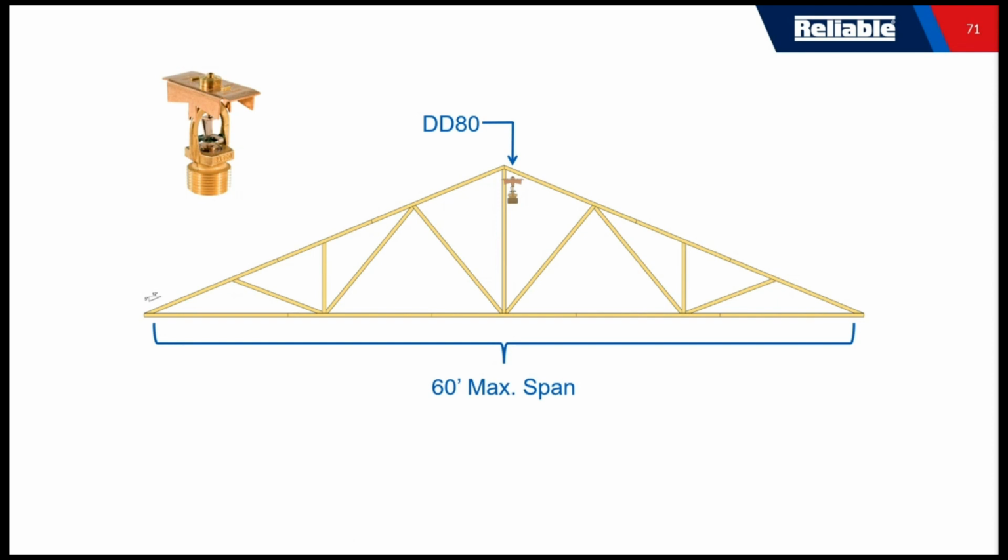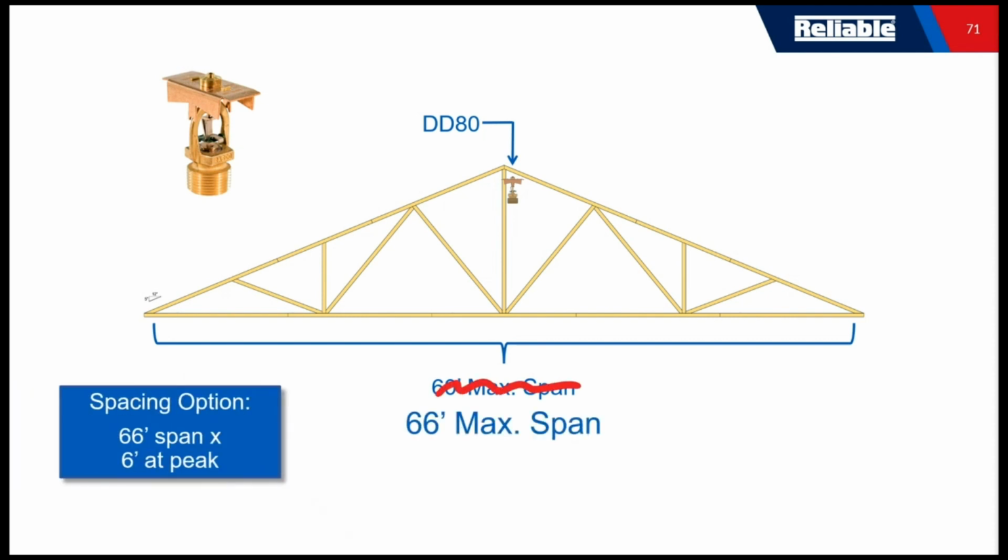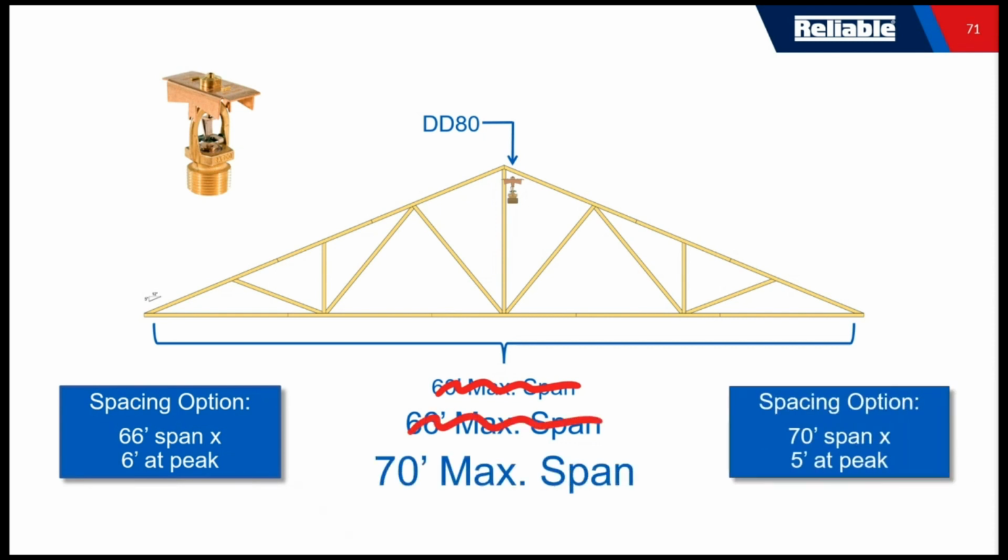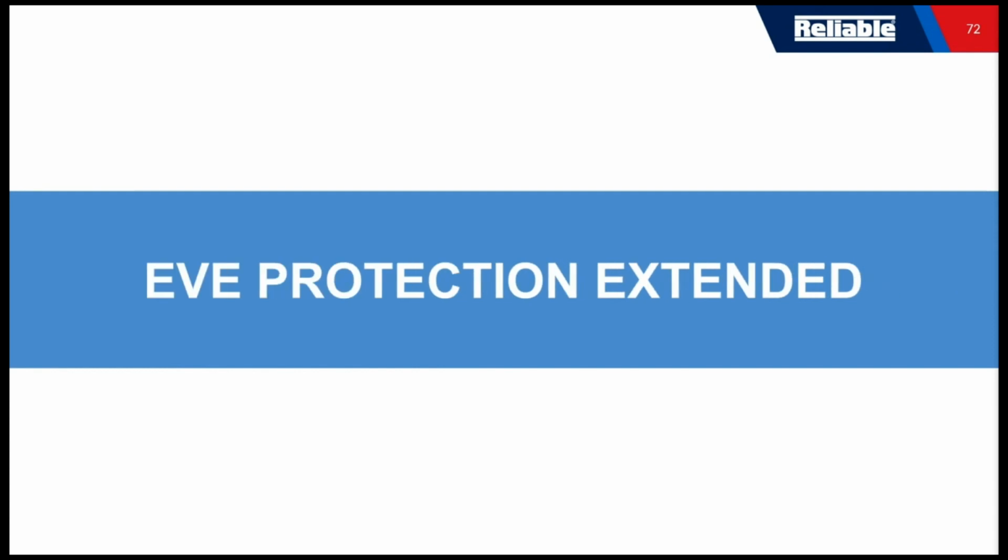We have, of course, back-to-back dual direction sprinklers that go to 60 feet. But that's something we pushed the envelope on, and we crossed that 60-foot threshold and moved it all the way out to 66 feet with a 6-foot spacing at the peak. And we actually went even further than that. By compressing the spacing at the peak, we were able to push it to 70 feet. So 70 feet is 10 feet greater than anybody else out there. This type of sprinkler setup will enable you to eliminate sprinklers down at the eaves and save you significant time, labor, and money on your project.